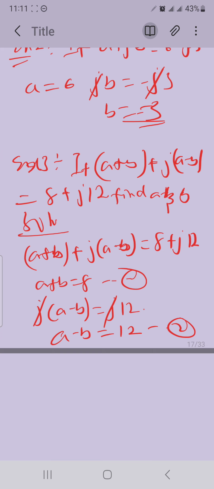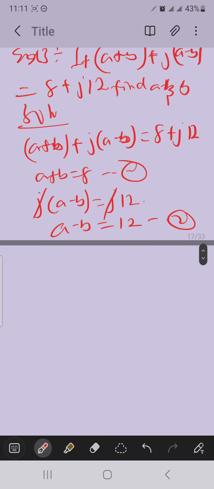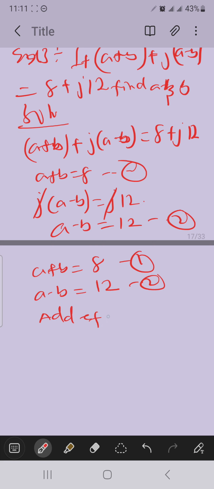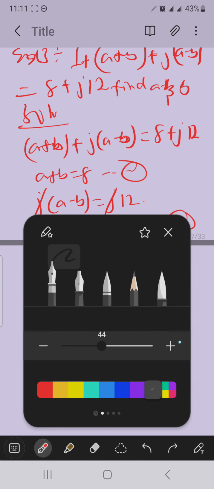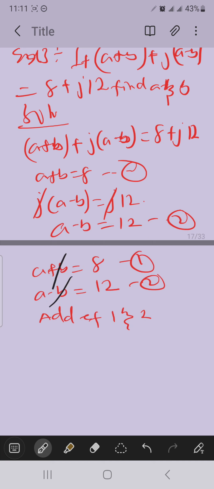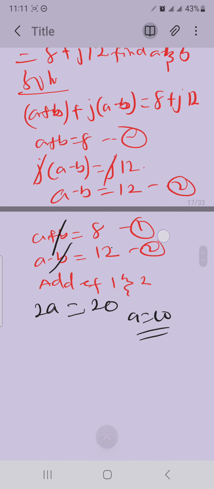So now combine the equations. A plus b equals 8, and a minus b equals 12. When you add equation 1 and equation 2, this one comes with this. We have 2a equals 8 plus this 12, which is 20. So a equals what? 10.